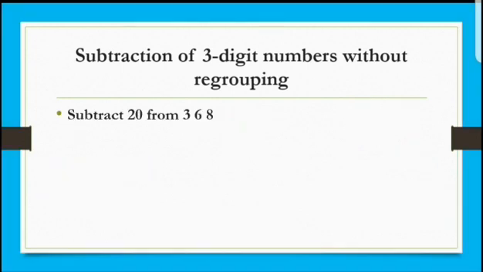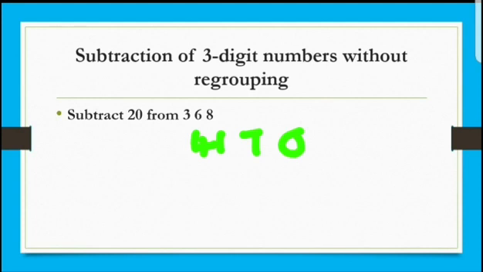Okay. Now the second question here, you can see that ma'am has written: subtract 20 from 368. So children, here ma'am has not written the numbers in vertical form. First we will write the place values and then we will subtract. So first we will write the place values, that is hundreds, tens and ones.